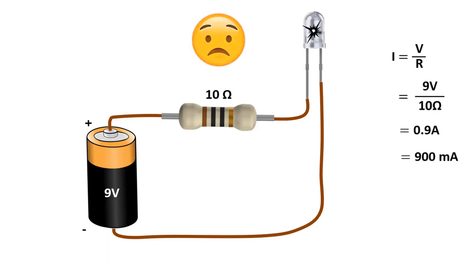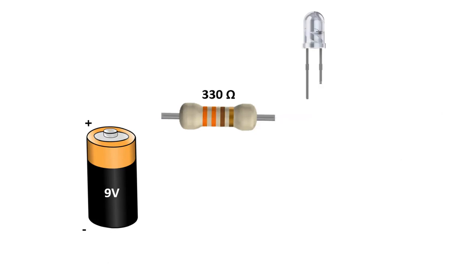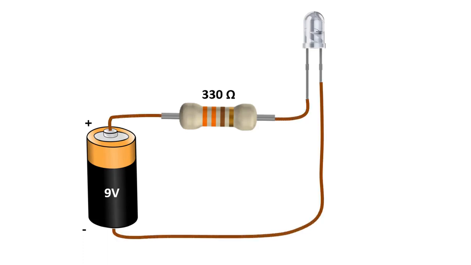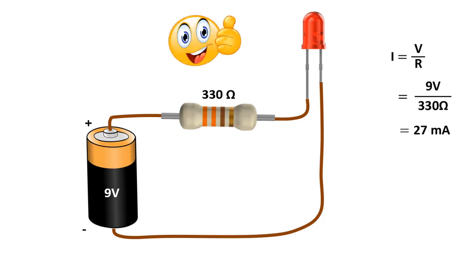Because when we calculate the current passing through the circuit, it will be approximately 900 milliamps from 9 volts divided by 10 ohms. Since this current is too high for the LED, it is damaged. But if we connect a 330 ohm resistor to this circuit, the current will be about 27 milliamps. This current is a suitable current for the LED to work properly.